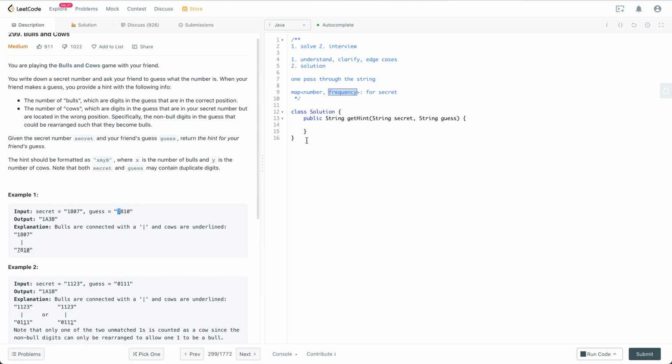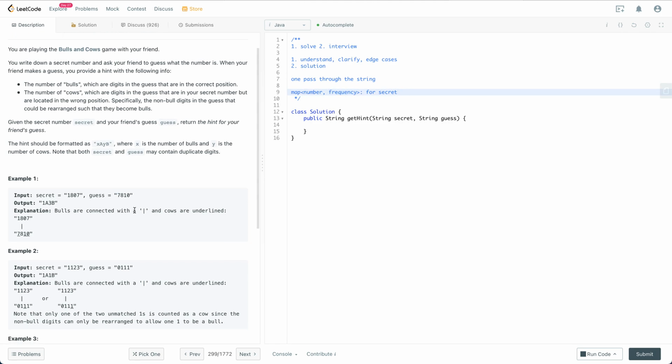So at the end, we have the number of bulls and the number of matching digits. The number of cows is just the number of matching digits minus the number of bulls. So this is an O(n) solution, and space-wise it is going to be constant because this is limited to digits only.